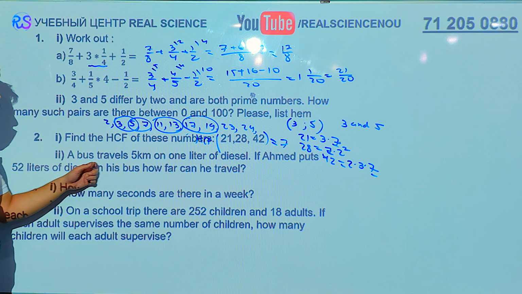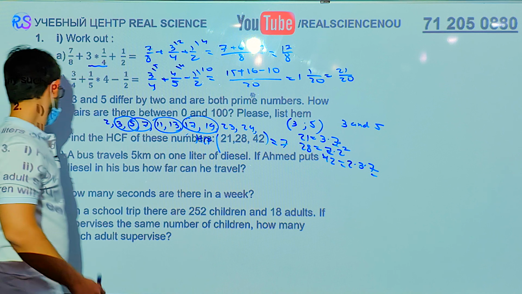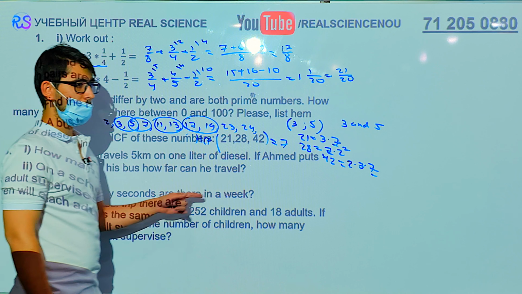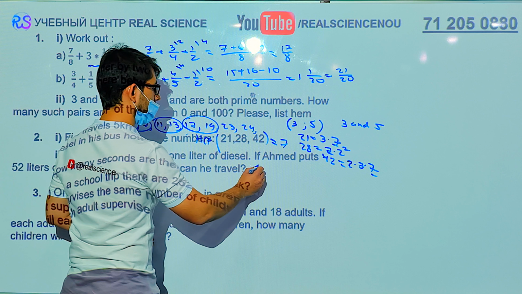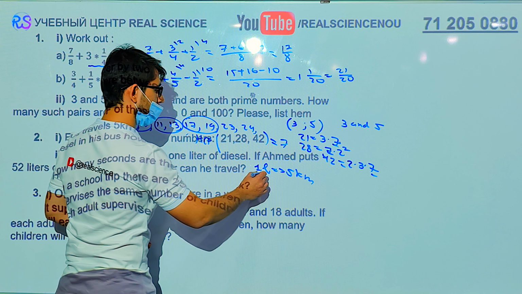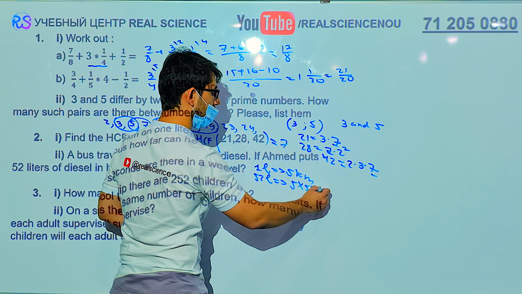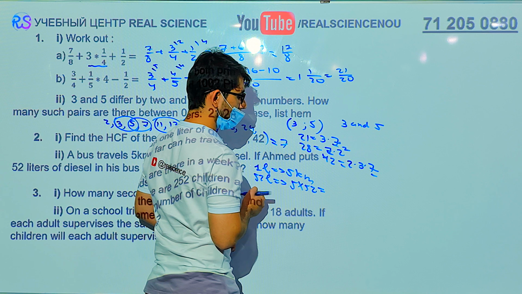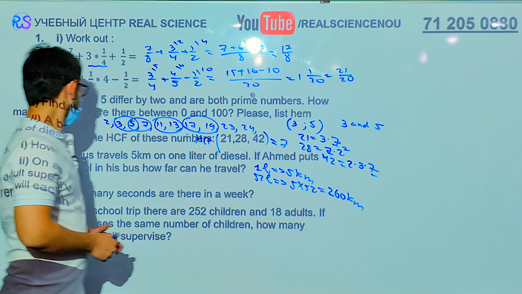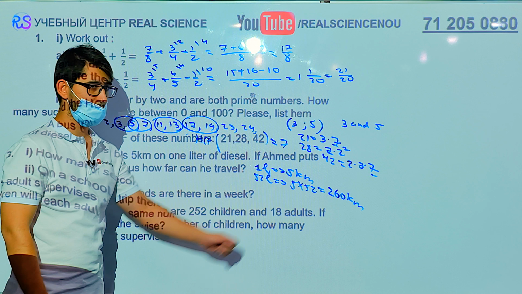Second, a bus travels 5 kilometers on 1 liter of diesel. If Ahmad puts 52 liters of diesel in his bus, how far can he travel? So, for 1 liter, you have 5 kilometers, right? For 52 liters, you just have to multiply them. 5 multiplied by 52 will be 260 kilometers, right?